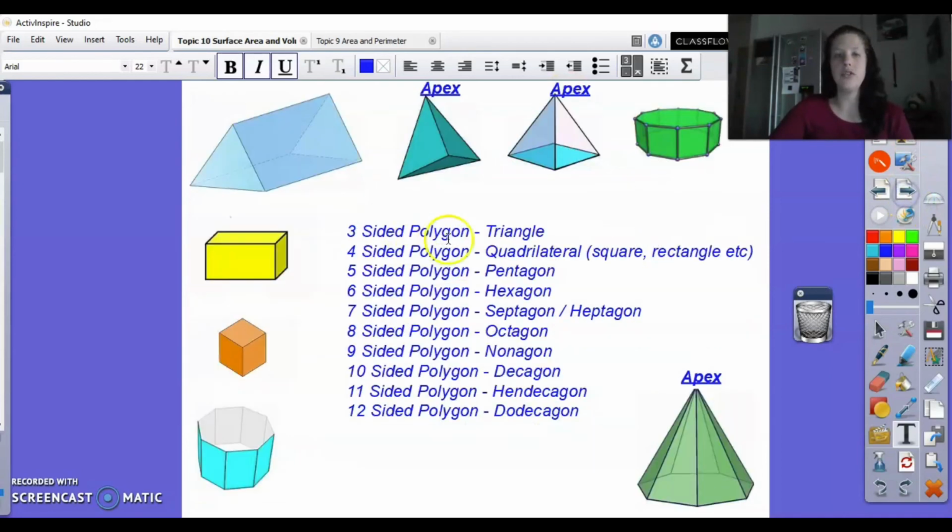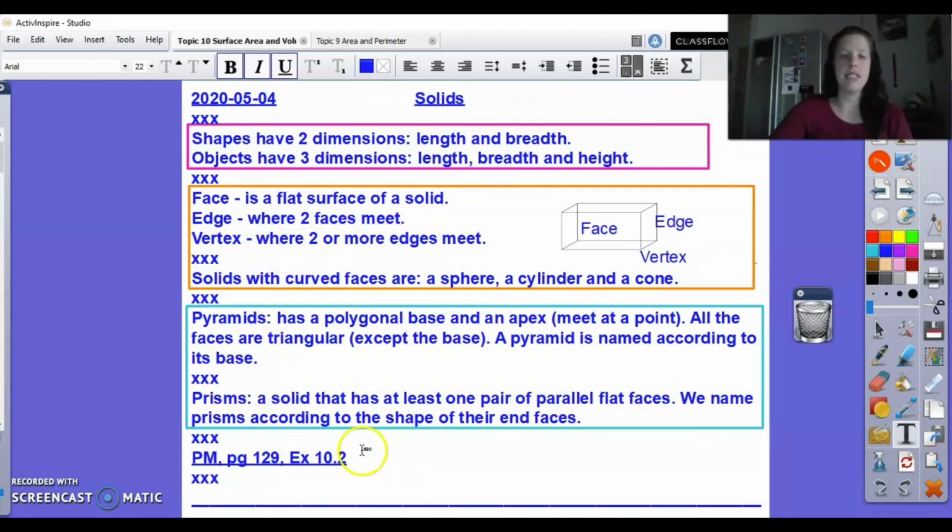And then you are going to rewrite this slide for me as well in terms of what a 3-sided polygon, that name, 4-sided polygon, that name, and you can give me some more examples here after rectangle, okay, etc. After that, then you complete exercise 10.2 for me.